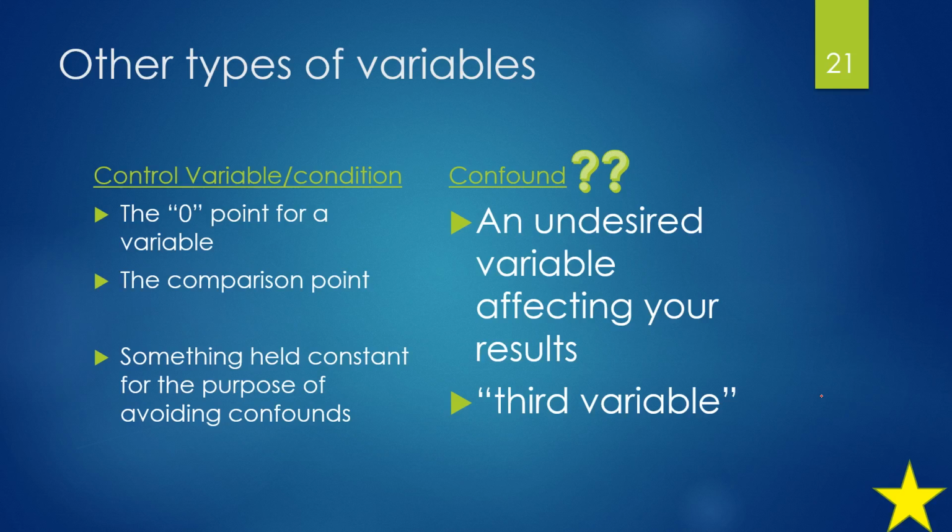You could say that we're just going to look at people who don't exercise. And in that situation, what you would do is hold exercise at no. And so you would control for the exercise variable by making sure that you only gather data for people who don't exercise. So the point of that control variable is to hold it constant so that we avoid a confound. What is a confound? A confound is a situation when an undesired variable affects your results.